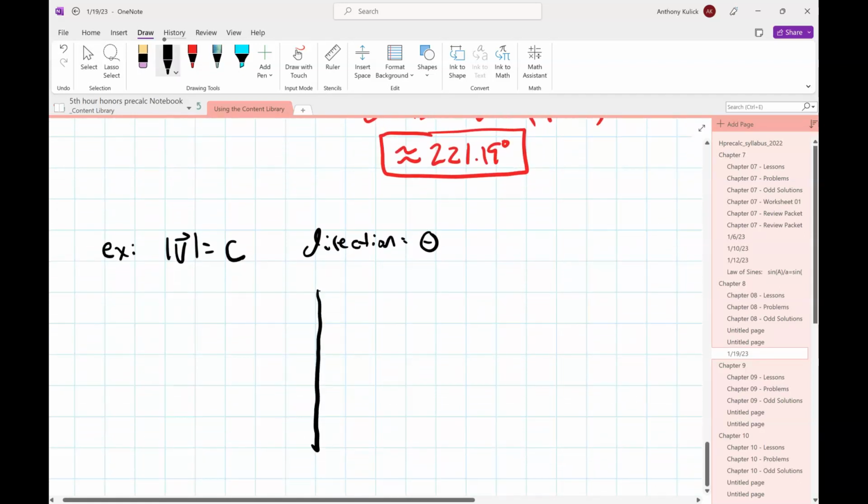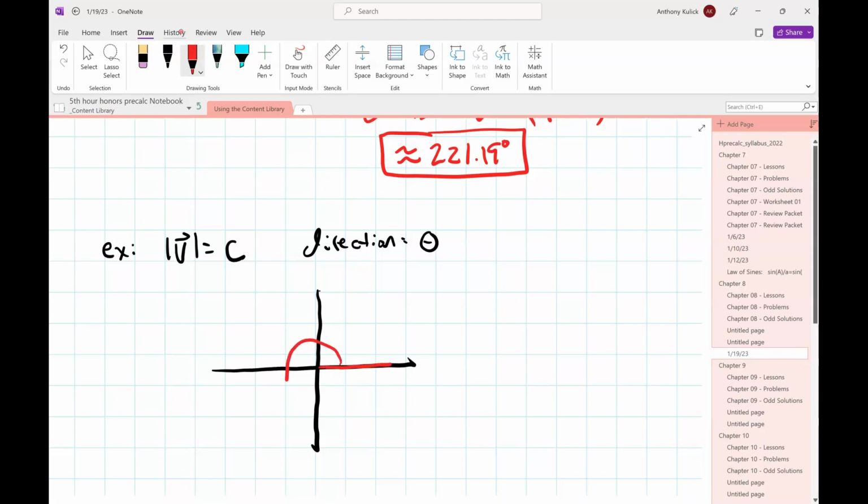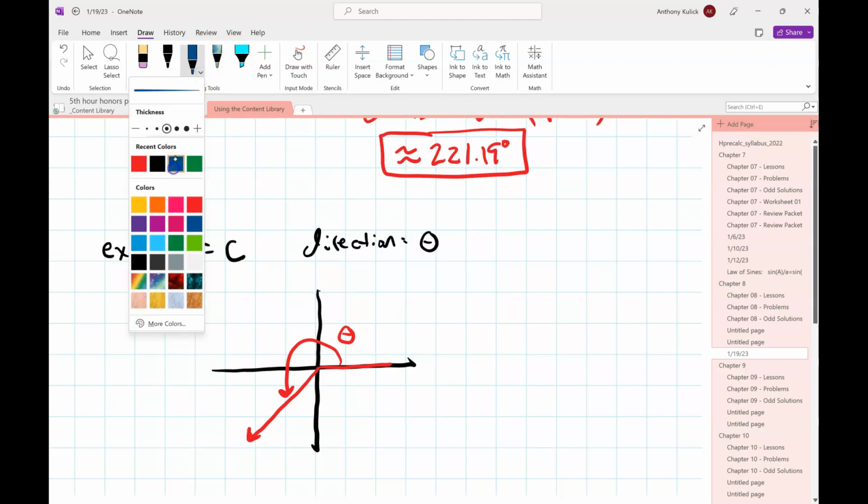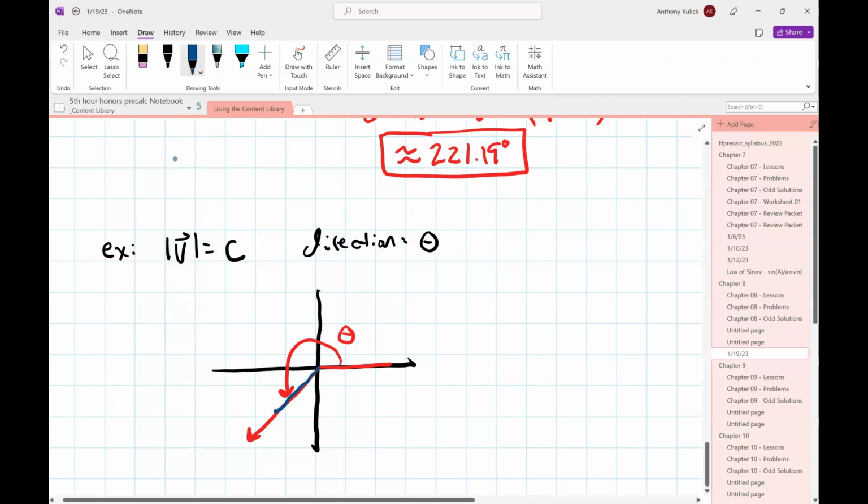So what I could do is, if I think about the picture, I can draw some standard position angle theta. Everybody agree with that? And on that terminal side, I can find a segment with length C, and I would be looking for this point, and that would be the same as my component form for the vector, right?